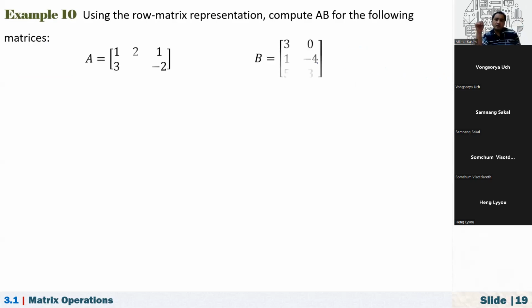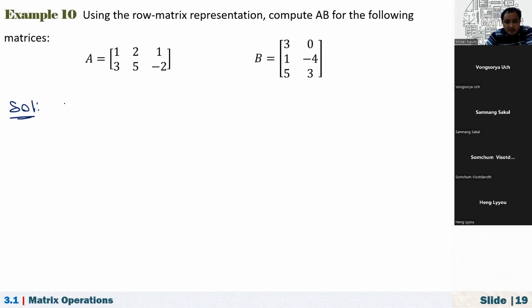Using the row matrix representation, compute AB for the following matrices. Again, even if I ask in the quiz, for example, to do it in this way, I'm not going to test your multiplication skill. Do you know this method or not? That's what we want to see. So it says, using the row matrix representation.